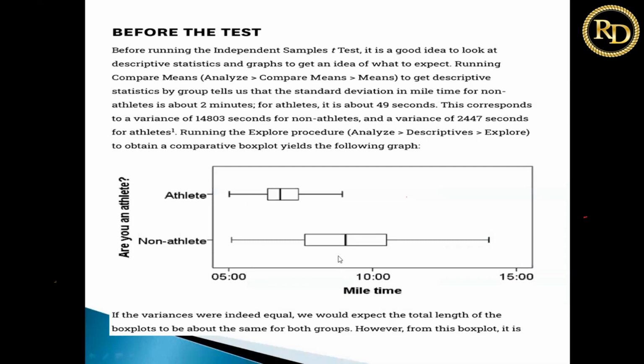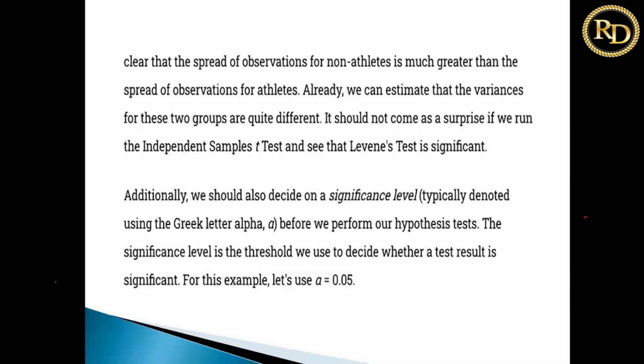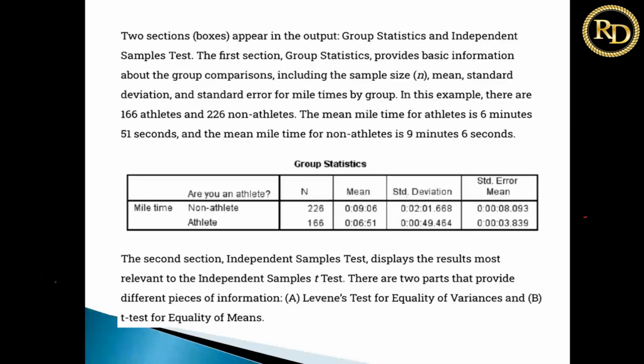Through this box plot, we generally check whether the data is normal or not. Now, if you are performing the independent sample t-test, this group statistics table will open there. That is non-athlete and athletes. We have taken two groups, and 226 persons are there in one group, and 166 in the other group. That is the non-athlete group and the athlete group. So these are the means for the two groups. These are the standard deviations, and these are the standard errors for the mean under consideration.